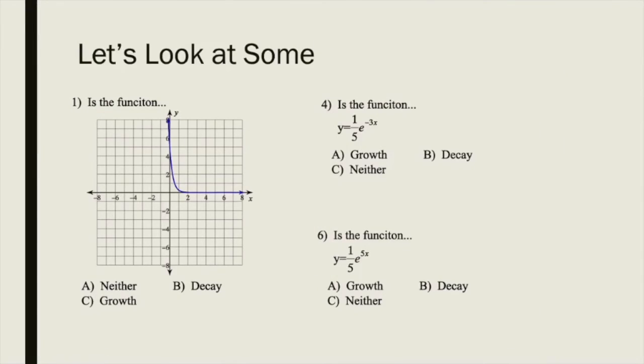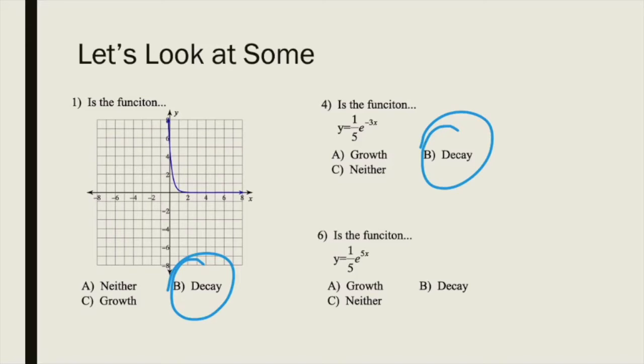Number 1, is it growth, decay, or neither? It's decay. Go ahead and do decay. Number 4, growth, decay, or neither? Decay. How do you know? Negative 3, it's decay. Number 1 was decay. Number 4 is decay.